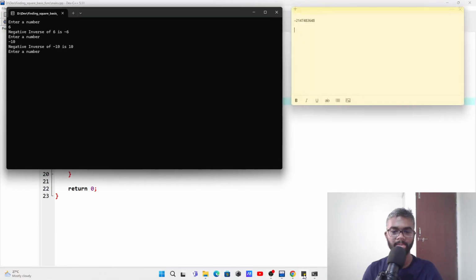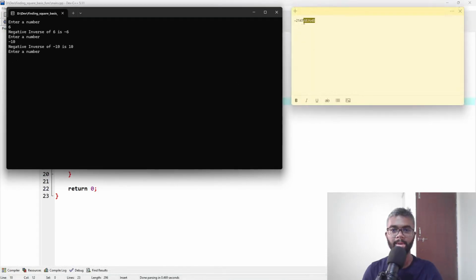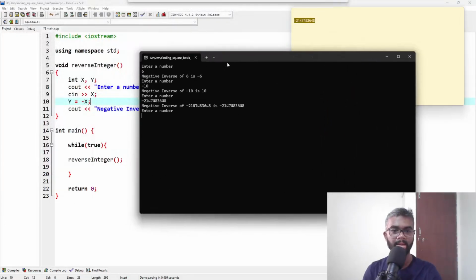Now I'm going to show you a particular number. This is the number that I'm talking about. If I input this number and I hit enter, what the hell? It says the negative inverse of this negative number is this number itself. What is going wrong?